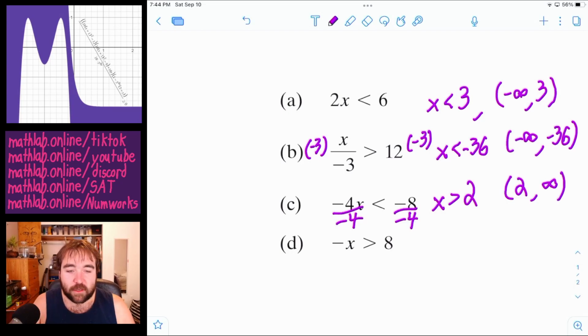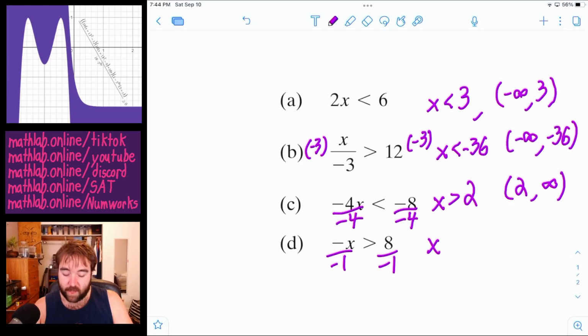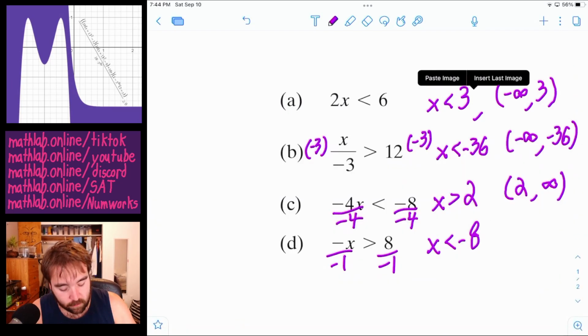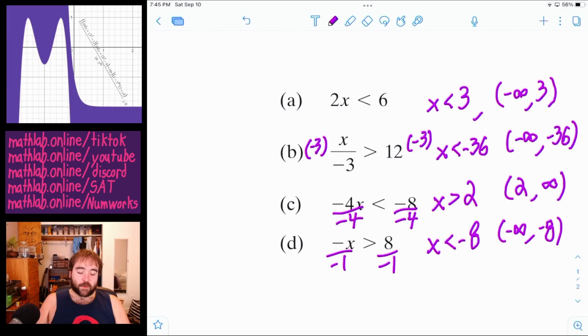Now d, negative x is greater than 8. Well, all we got to do is multiply by a negative, or multiply by a negative 1, or divide by a negative 1. So negatives, you got to flip the sign. So x is less than negative 8. Anything from negative infinity up to negative 8. Look at that. Sideways 8, straight up and down 8.